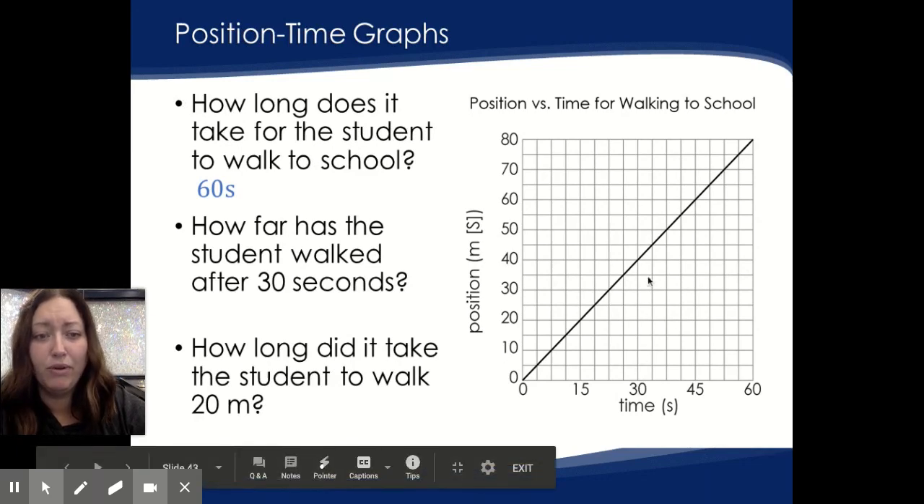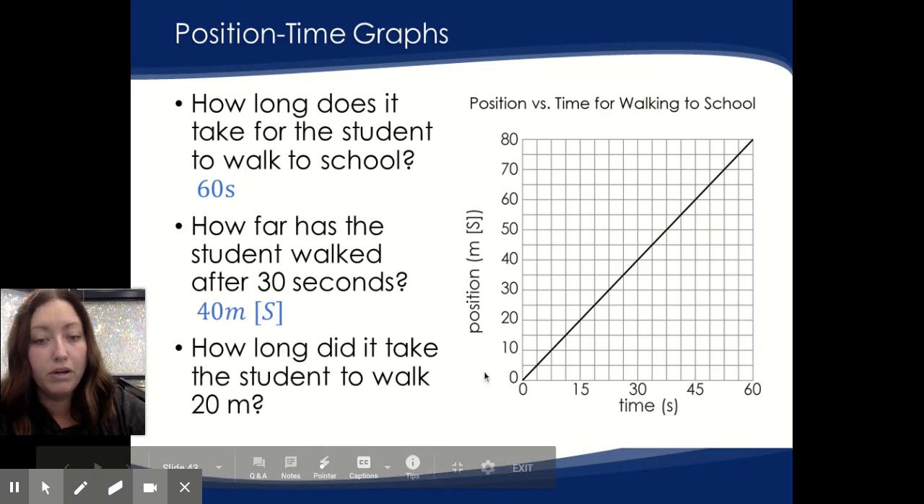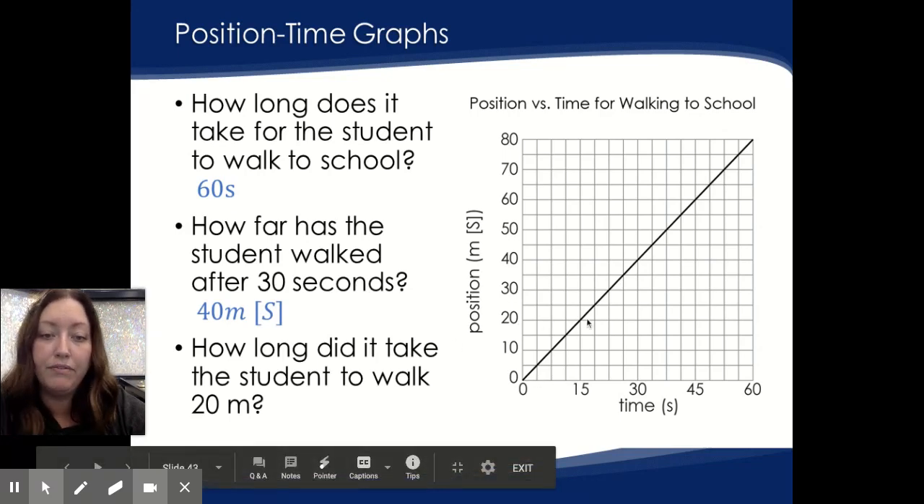So just basic graph reading stuff. Okay, so you have 30 seconds down here. You go up till you hit the graph. He's moved 40 meters. Okay, so he's moved 40 meters south in 30 seconds. And then how long did it take for him to walk 20 meters? So again, just reading your graph from a different angle.